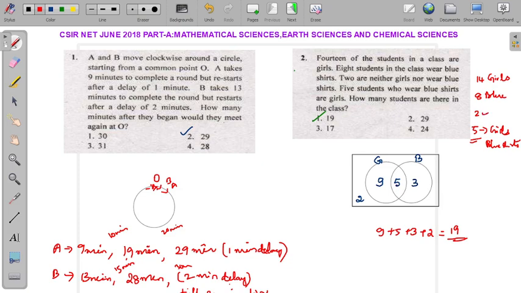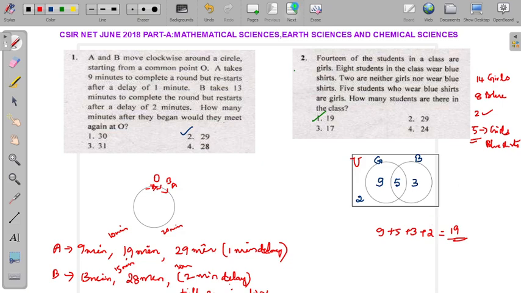There are 2 students who are neither girls nor wearing blue shirts, so that comes outside the region G union B, so I have written 2 here. This universal set represents the total number of students. Therefore, the total number of students is 9 plus 5 plus 3 plus 2 together, that is equal to 19.